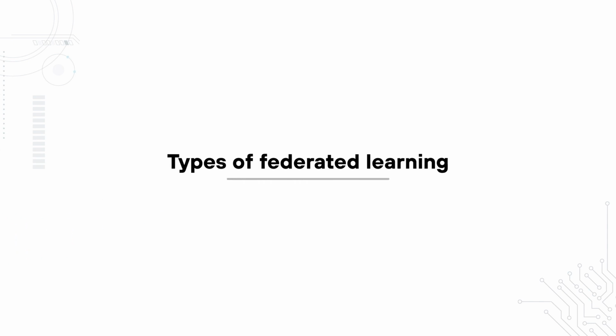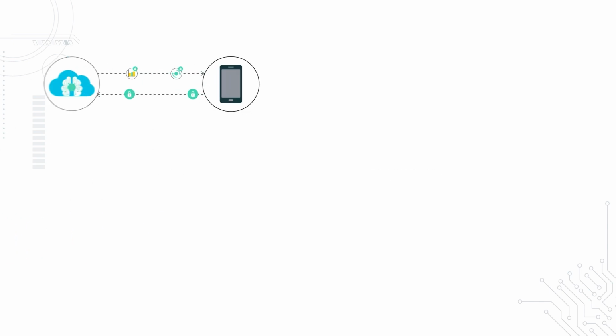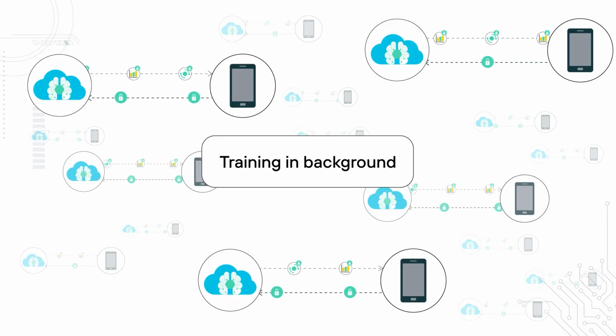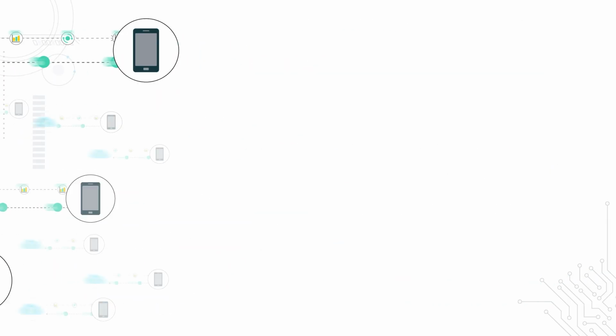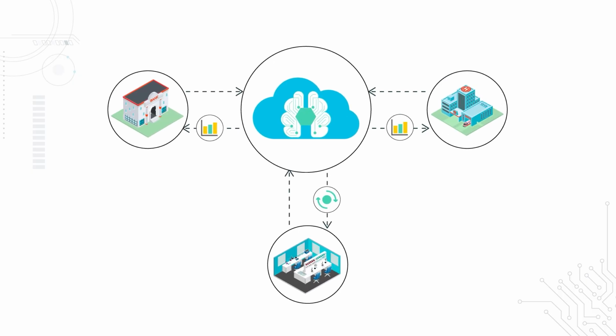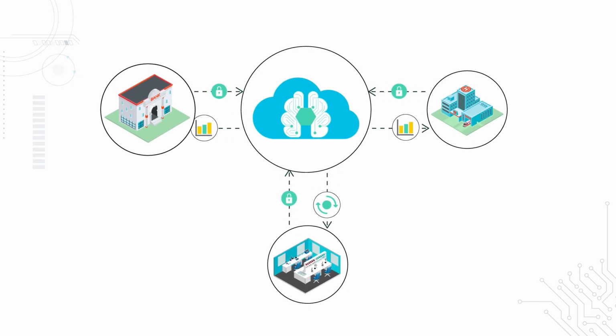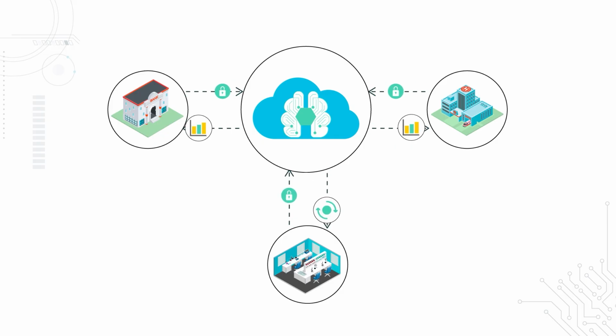There are two main types of federated learning. Cross-device federated learning trains on millions of small devices, like phones, when they're idle. Cross-silo federated learning uses larger participants, like banks or hospitals, each training on behalf of an entire organization.